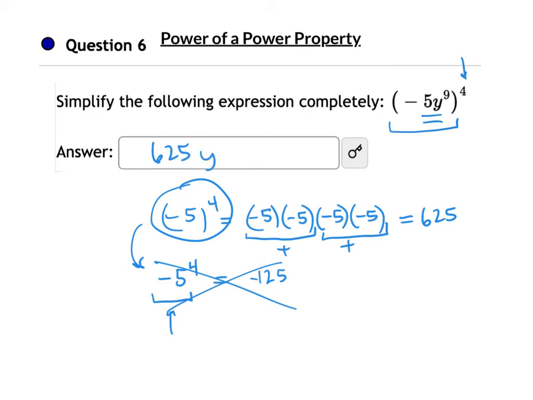625 y to the, we multiply our powers. 4 times 9 is 36.